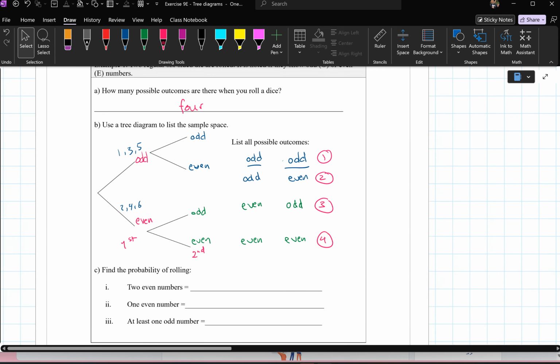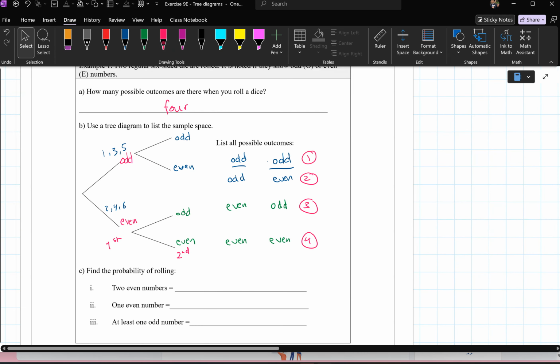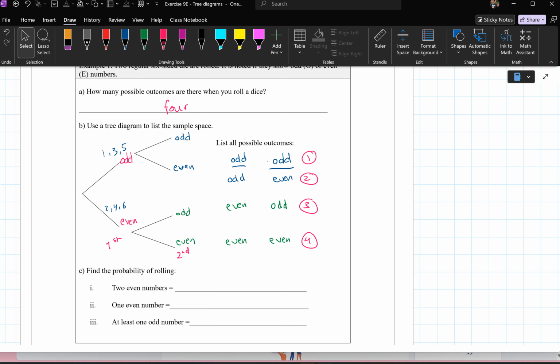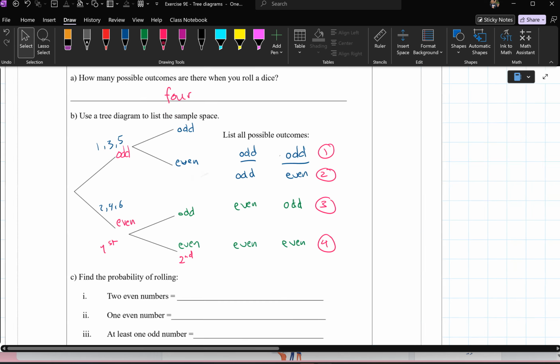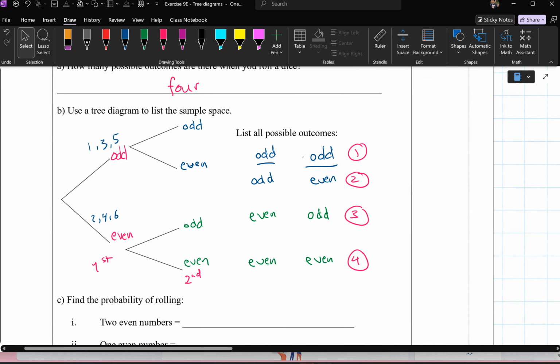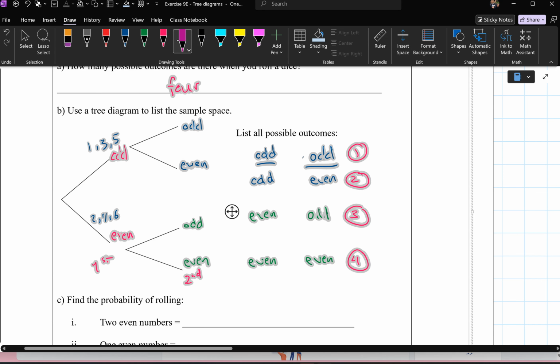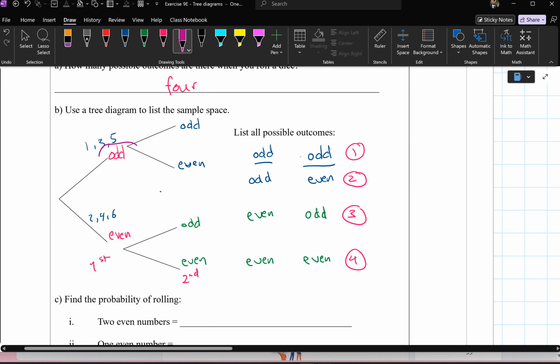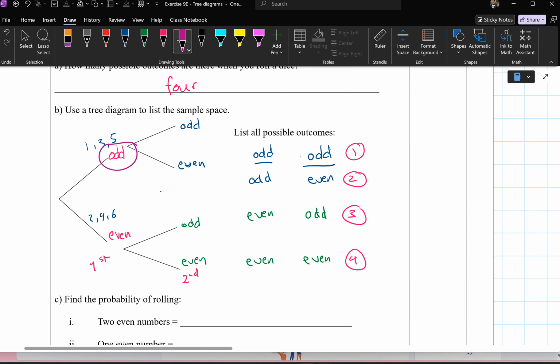Now, this is where we start calculating probabilities. Find the probability of rolling 2 even numbers. Now, let's have a think here. We don't know what the probability is yet. I haven't written down any probabilities for odd or even. What's the chances of getting an odd number? And how do you know? What was that, Reese? How do you know it's 50?